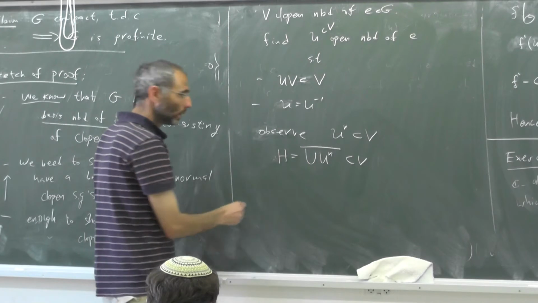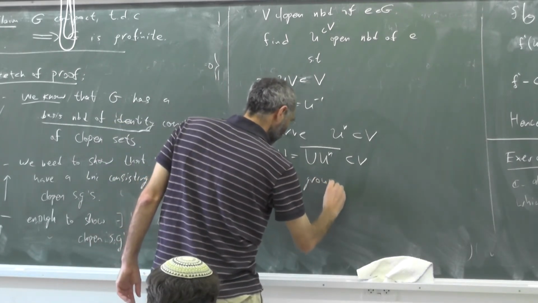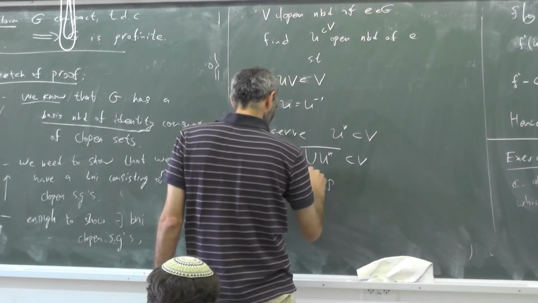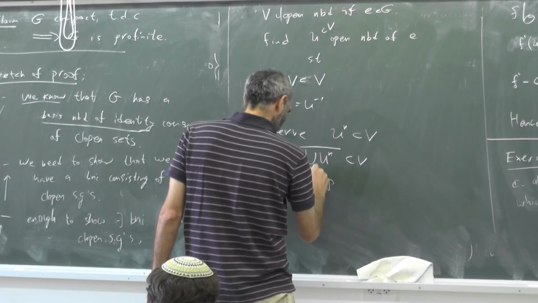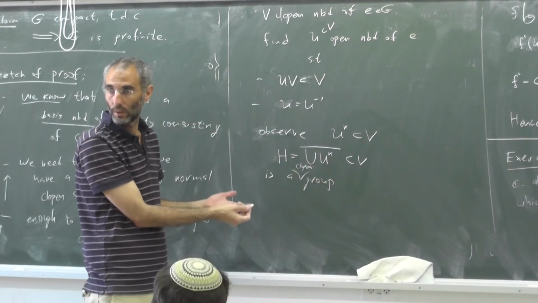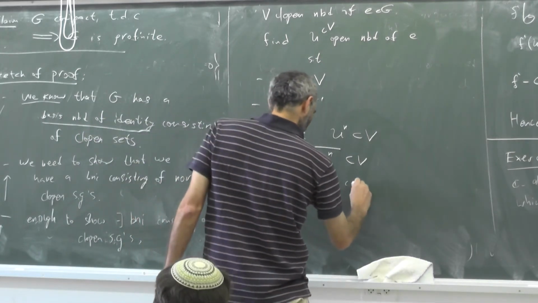So this is a group. Is a group. Clopen. It's clopen because it contains an open neighborhood of the identity. So it is open. It's closed. It's a clopen group containing it.